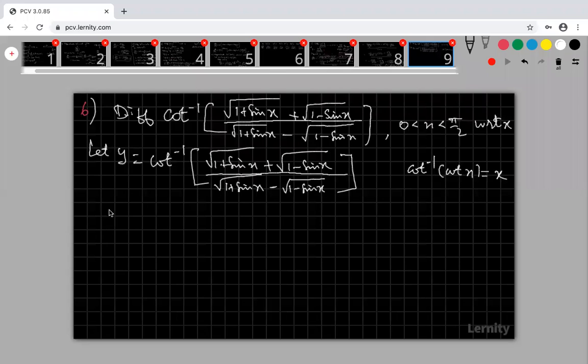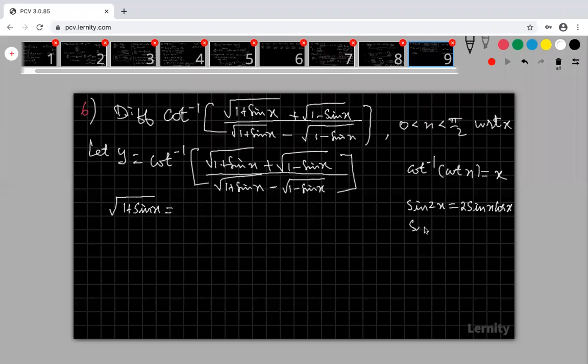So first of all, come to that. First of all, find the value of root of 1 plus sin x. So here, look at that. Do you know the formula for sin 2x? What is the sin 2x formula? Sin 2x is 2 sin x cos x. Am I right?